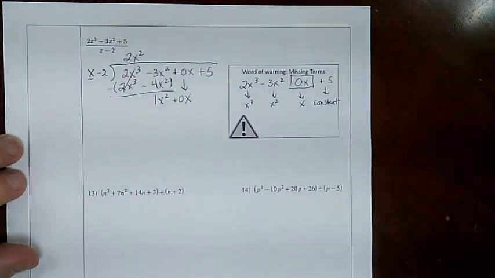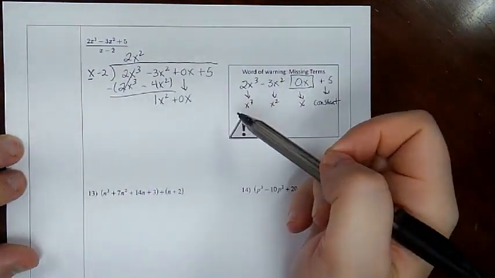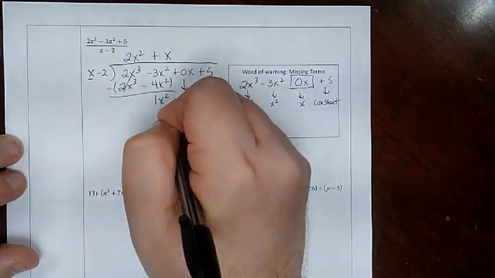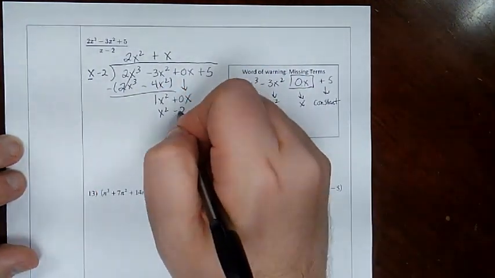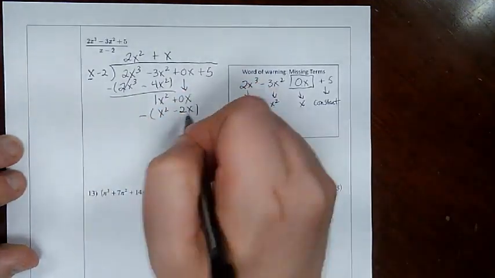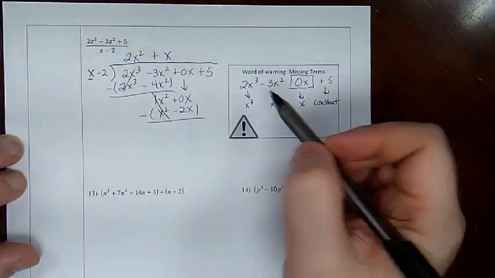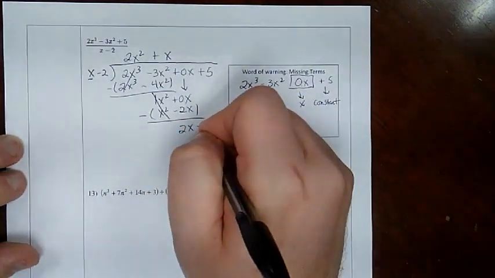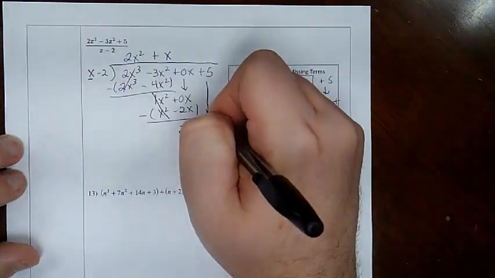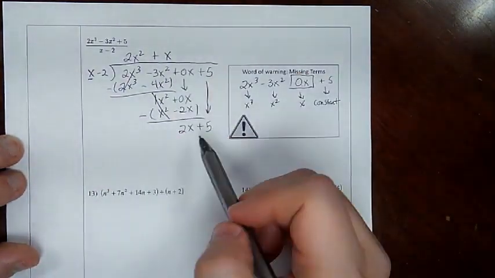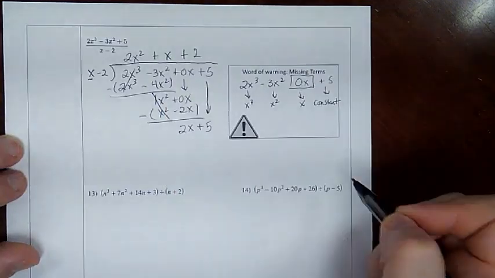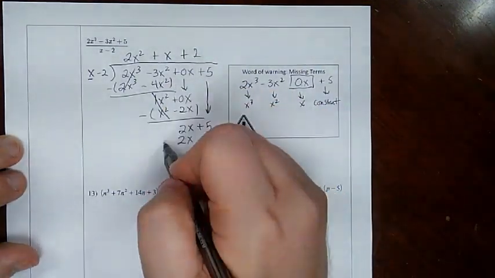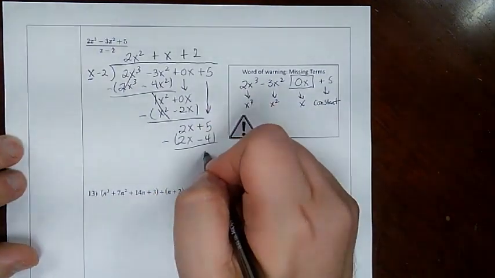What times x gives me 1x squared? That's just x. X times x is x squared. X times negative 2 is minus 2x. I am doing subtraction. These will disappear. 0x minus negative 2x is a positive 2x plus 5, because I'm bringing that 5 down. What times x gives me 2x? That's 2. 2 times x is 2x. 2 times negative 2 is negative 4. I am subtracting, and I get a remainder of 9.